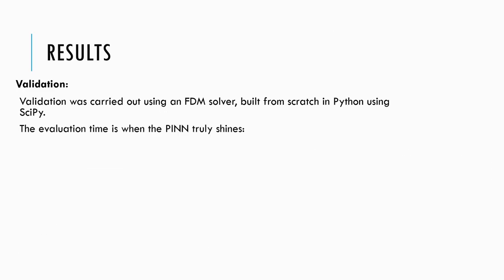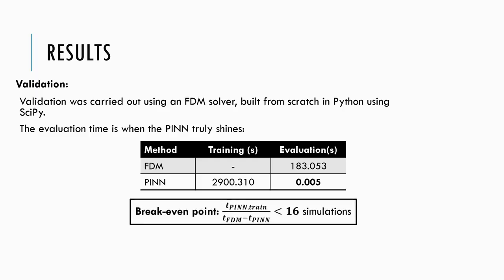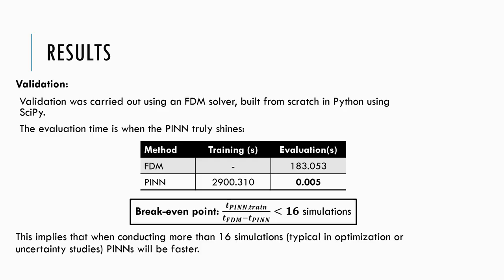The evaluation time is where the PINN truly shines. We see almost a 10,000 times increase in evaluation speed for the PINN, and the break-even point considering both training and evaluation is about 16 simulations. This means that when we are conducting more than 16 simulations, PINNs will be faster.